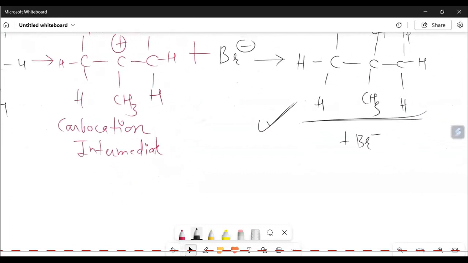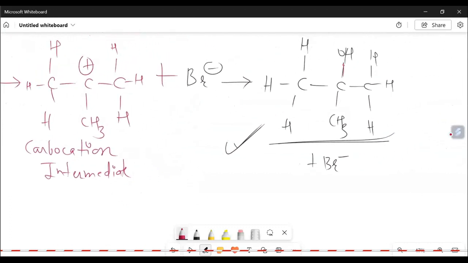This is called SN1, and this is your OH minus. Here you can see, to satisfy the carbocation, OH minus attacks where? On the carbocation, directly on the carbocation, and it is favorable mainly in tertiary.